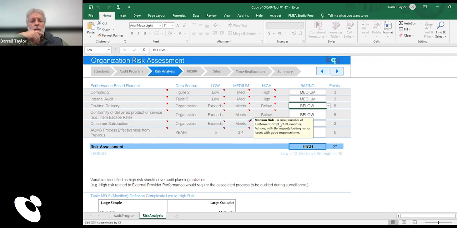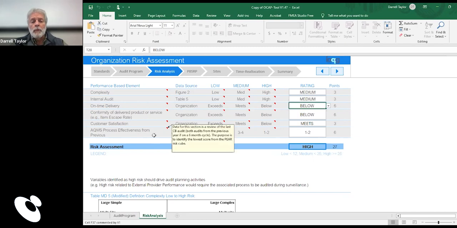Customer satisfaction, again, it exceeds or meets or below. And again, there's some definition here on how to fill that out. But again, what are they looking at? How do they rate themselves and come up with it? So again, the organization manages these three. They need to define how they meet these three.